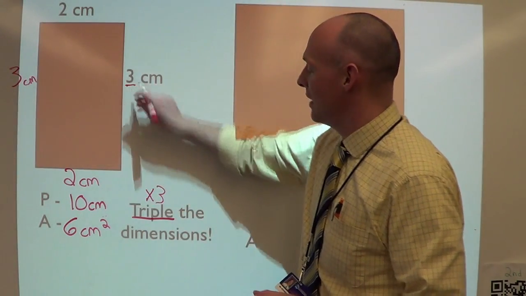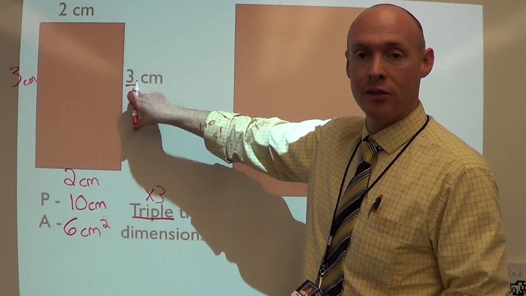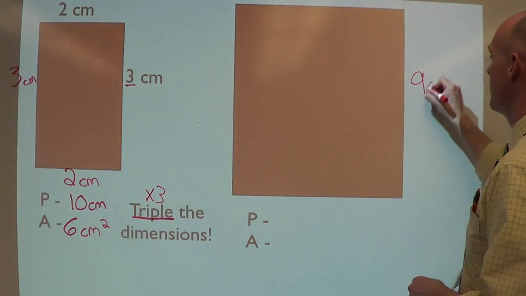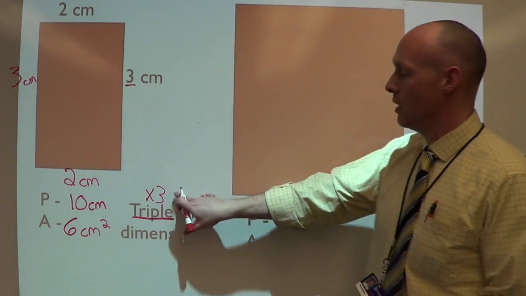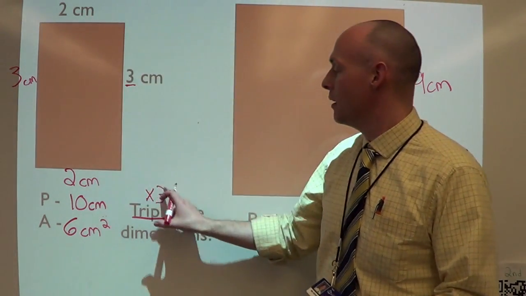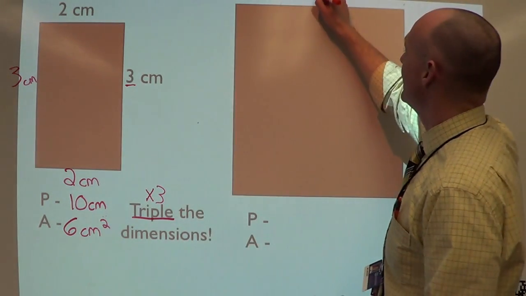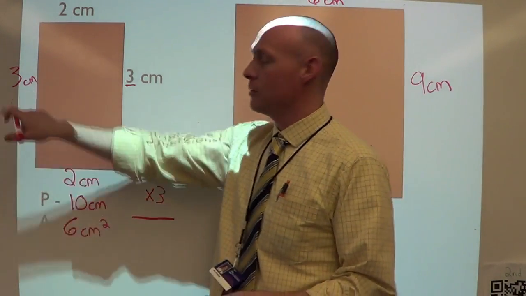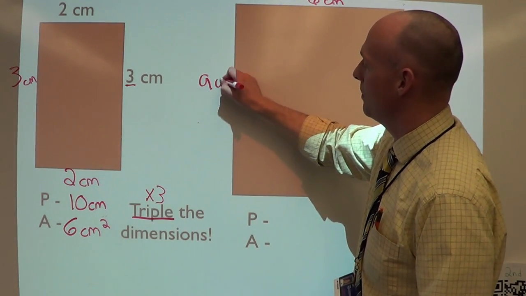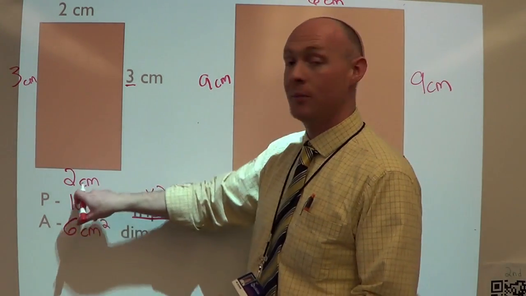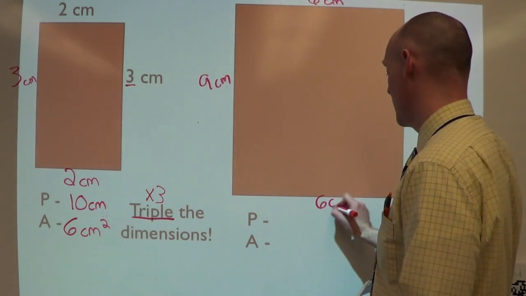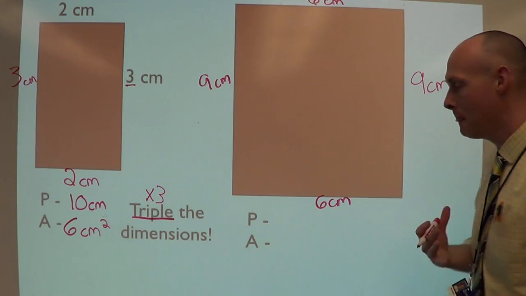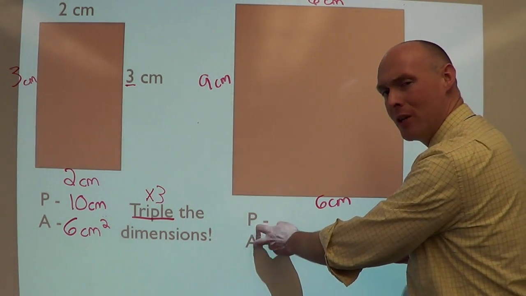Start here. If this side is 3 centimeters, we have to triple it, so 3 times 3 is 9 centimeters. Let's go to the top. 3 times 2 is 6 centimeters. And 3 times 3 is 9 centimeters. And 3 times 2 is 6 centimeters. Okay, we've just tripled all the dimensions. Now let's see how area and perimeter change.